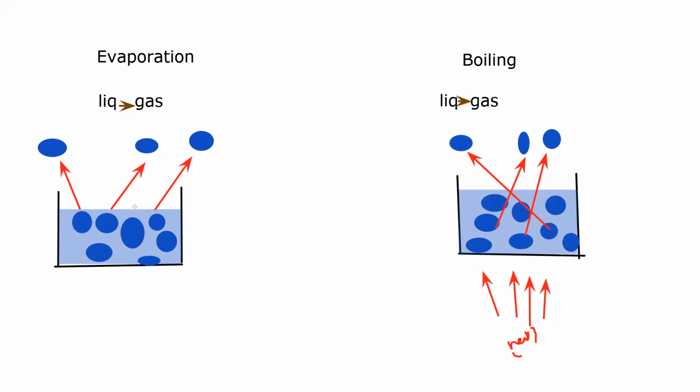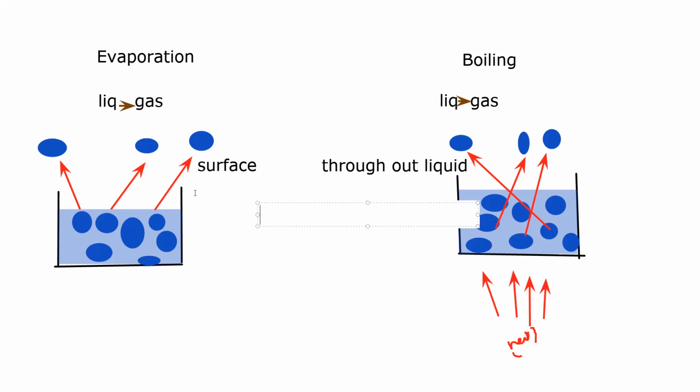So evaporation happens at the surface only. The molecules at the surface gain energy and go out. Whereas in boiling, the molecules gain energy from the heat source and at a certain temperature they go out. We call that boiling. So what are the differences between evaporation and boiling? Evaporation occurs at the surface, whereas boiling can occur anywhere, throughout the liquid.